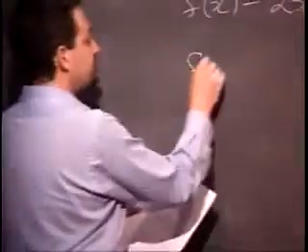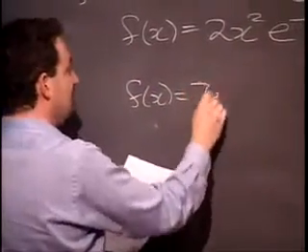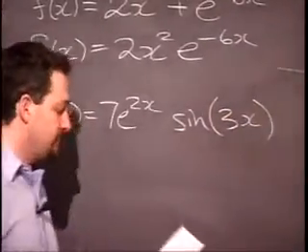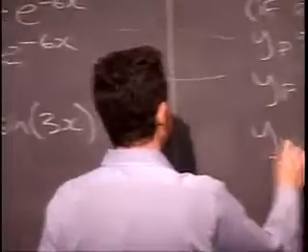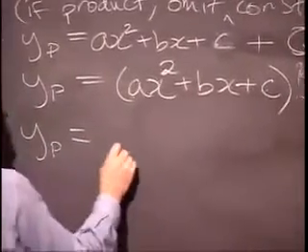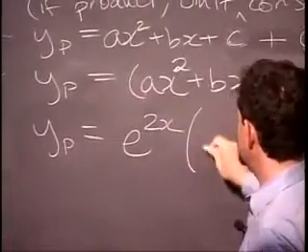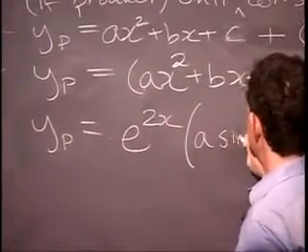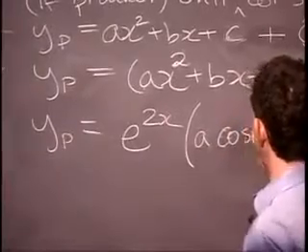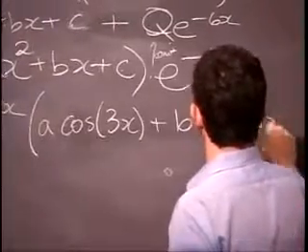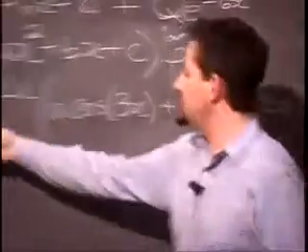So that one goes with that. Here's some other examples. f of x equals 7e to the 2x times sine 3x. Well, in this example, yp, 7e to the 2x should be giving me e to the 2x times a constant, but I'm going to omit that constant, and I will instead put it under the a cosine 3x plus b sine 3x. Again, I don't need the constant out the front because I've got the a and the b to absorb that.